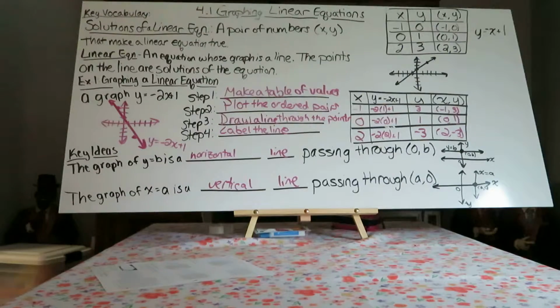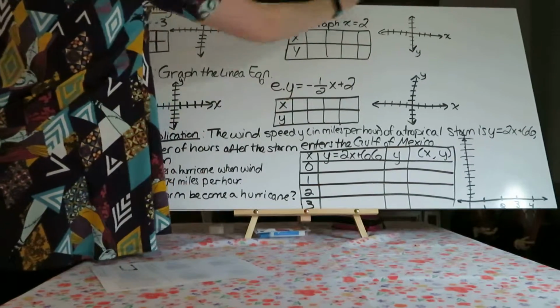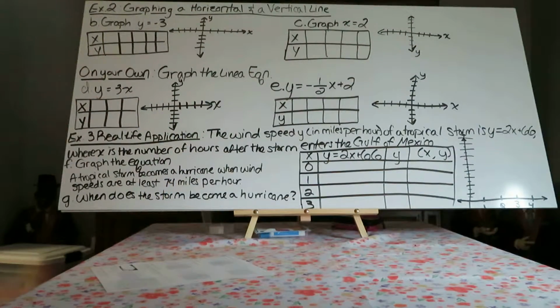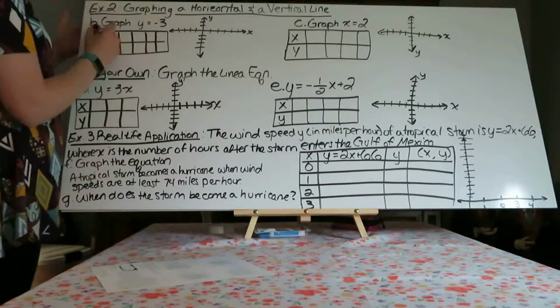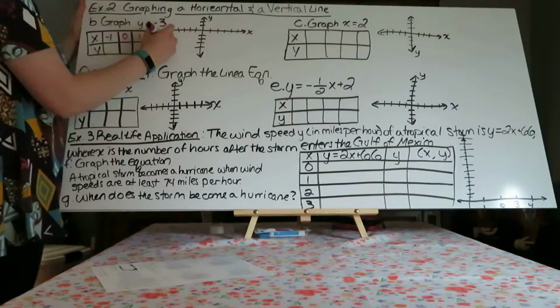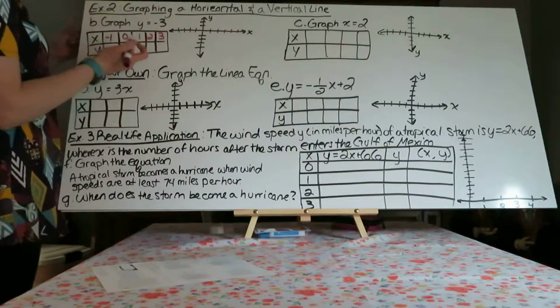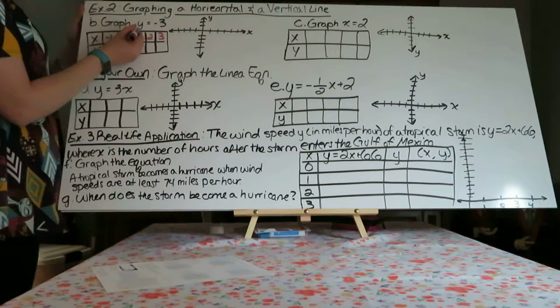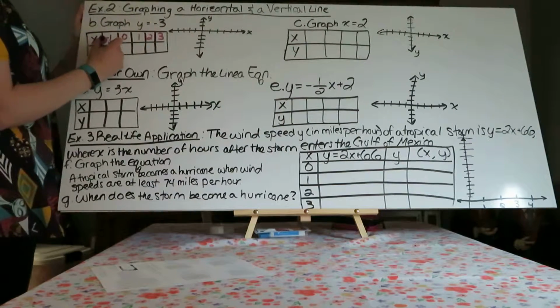Okay, so we're going to move on to example number 2. Get that board set up. Graphing a horizontal and vertical line. So we're going to graph y equals -3. So I'm going to plug in x values, I don't know, we'll go -1, 0, 1, 2, 3. You could have gone further to the left or to the right with the x values, it doesn't matter. Since there's no x in here at all, there's nothing to plug in. So no matter what, y equals -3.